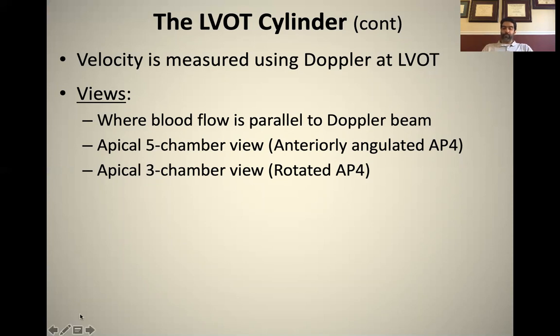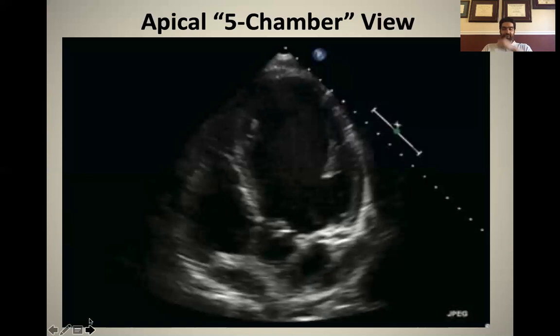Okay. So here's what our apical 5 chamber view looks like. So it's your 4 chamber view, angled anteriorly a little bit. Here's your LV. There's your aortic valve, and there's the proximal aorta. So this is your LVOT here.